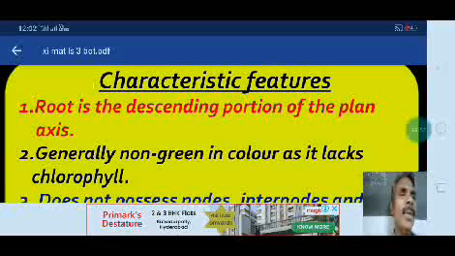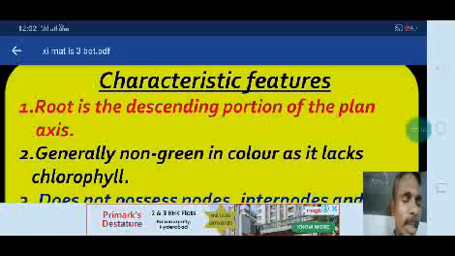Today in this class you have to read all the categories. First, what is meant by vegetative morphology and reproductive morphology, and how plants are classified into herbs, shrubs and trees. Apart from this, what are annual plants and perennial plants. Then we go to the root system and shoot system, the parts of flowering plants. In a root system, what are the parts present? Taproot system and fibrous root system.